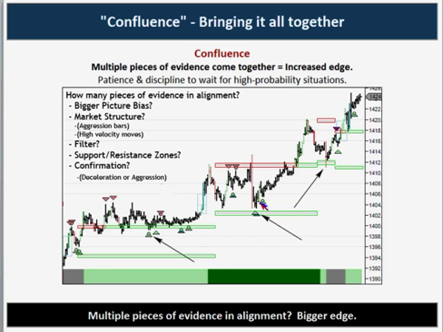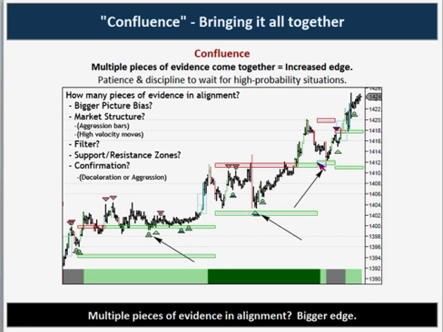So you can see this is a scenario where we have not just one or two pieces of evidence, but a confluence: two, three, four, five pieces of evidence that all come together right there. Filter, bias, structure, confirmation, support zone. A lot of things are coming into place. Does that mean this is automatically going to win? Of course not. This thing could have just pierced right through there and gone south. But what it is telling you is you have a very strong edge there. Okay? You have a high probability situation.